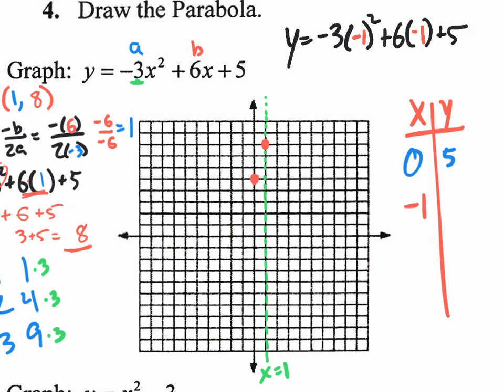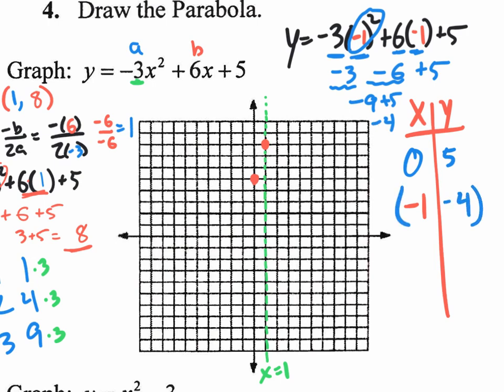Let's do some math. Always exponents first. Negative 1 squared, that becomes positive 1. Positive 1 times negative 3, that's really a negative 3. 6 times negative 1, that's really a negative 6. Plus 5 is at the very end. Negative 3 minus 6, that's negative 9. Negative 9 plus 5 is negative 4. So when I do input the -1 into my x positions, I get an output of -4. So -1, -4 is a coordinate. That's the only real math that I'm doing, right?